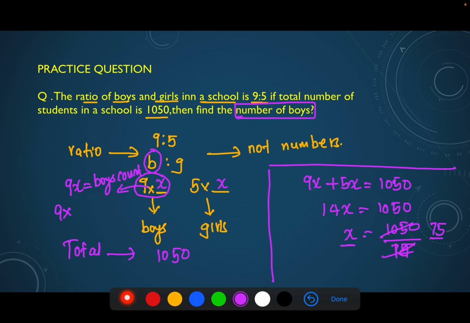x is equals to 75. What is 9 into 75? Let's do it. 9 5s are 45, 5 4, 9 7s are 63, 63 plus 4 is 67, 675. So 675 boys are there.